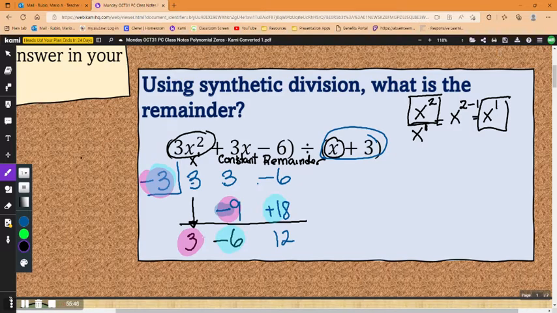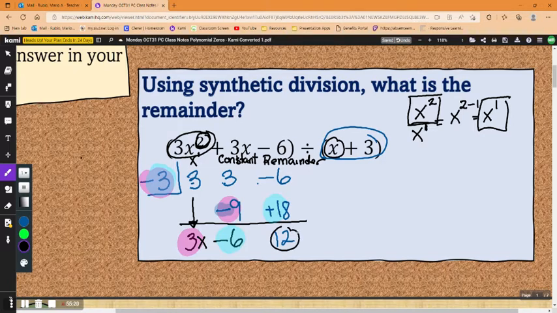So we can look at it again and say, okay, my first term is going to be 1 degree less than what I started with. So this has to be an x minus 6. So then this has to be a constant, and this has to be my remainder right here.